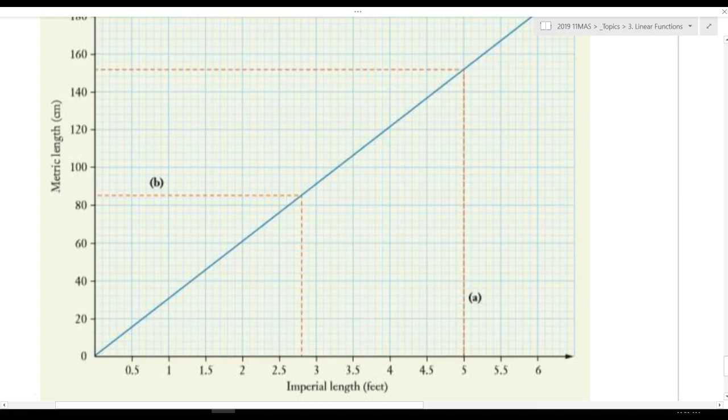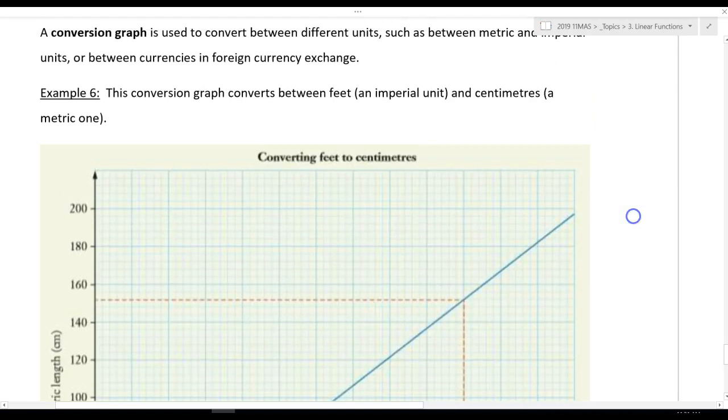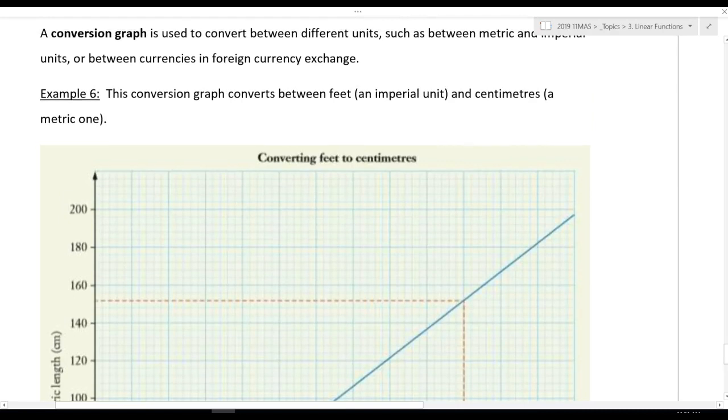We could use conversion graphs for other things that are not direct linear variation, such as converting between degrees Celsius and degrees Fahrenheit. That's not an example of direct linear variation. We could use conversion graphs for them as well, but mostly we'll see ones that are direct linear variation. And really they're fairly straightforward.